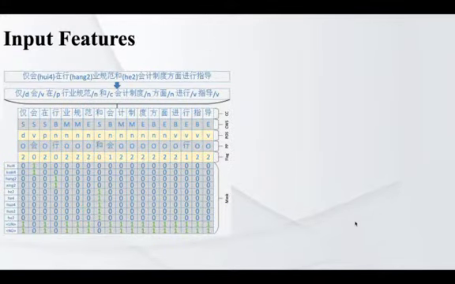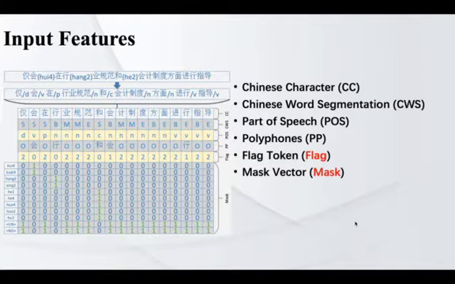Here is the input feature of our model. There are totally 6 features we use. It includes the Chinese character, the Chinese word segmentation, the part of speech feature, the polyphonic characters, the flag token, and finally the mask vector. As in our paper, the flag token ranges from 0 to 2, which indicates whether the input character needs disambiguation or not. As for the mask vector, it will be applied in the Weighted-softmax, which will be introduced later.